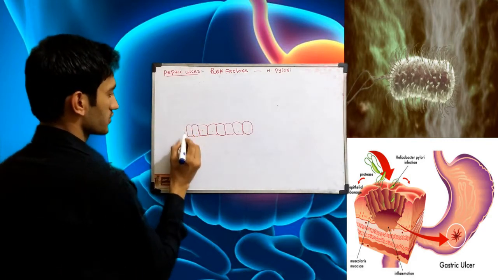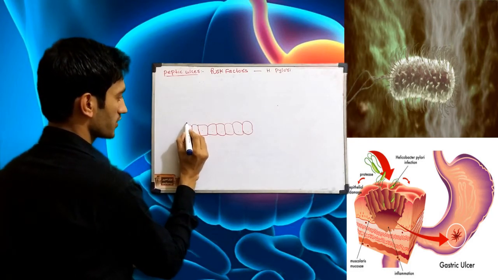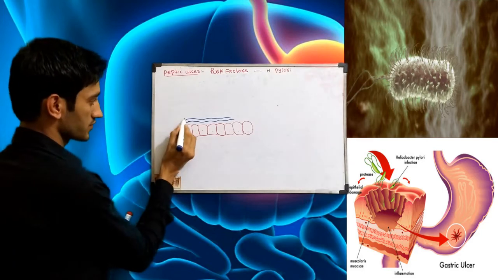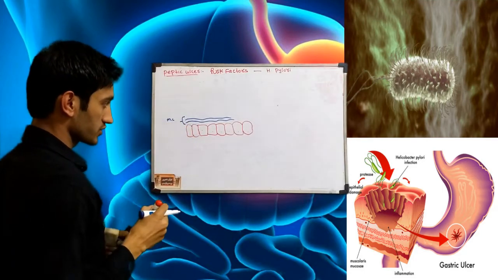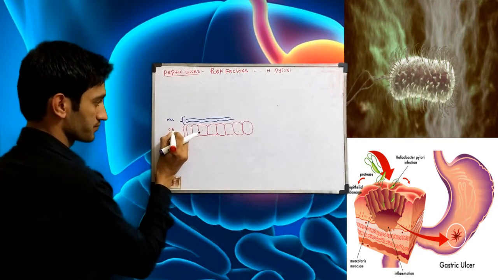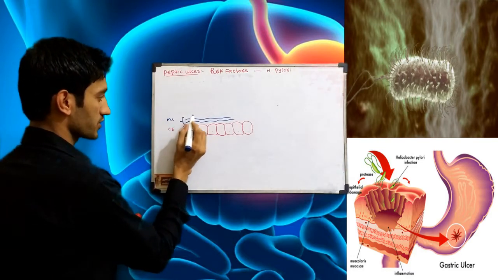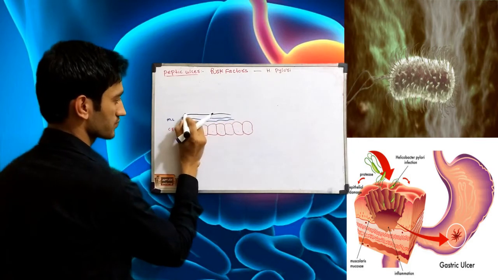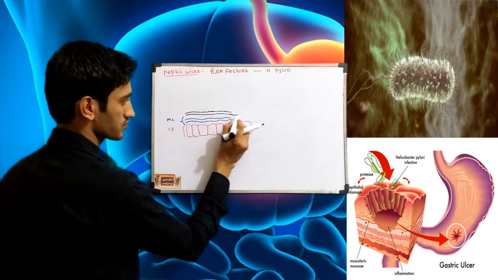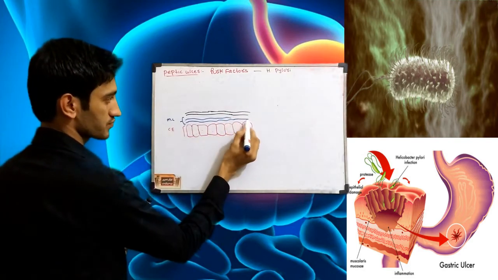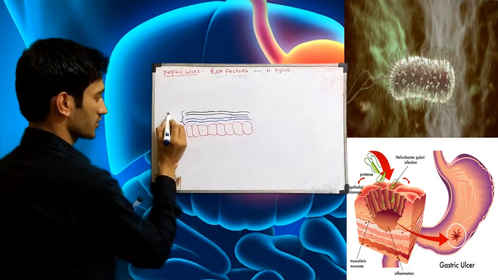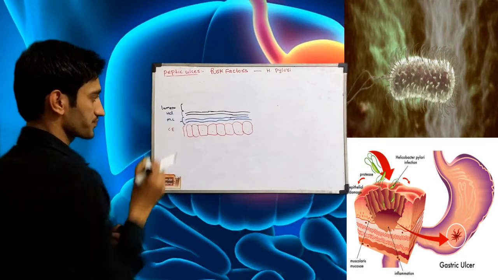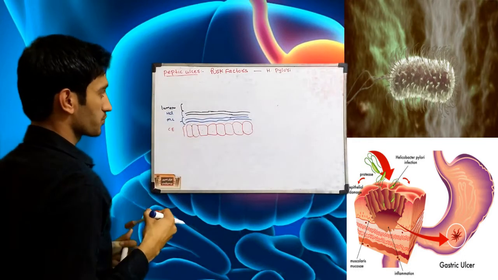The GIT is lined with the columnar epithelium, and above the epithelium there is mucosal layer. This is mucosal layer. This one is columnar epithelium, and at the top there is HCl or acids, HCl, and this is the lumen of stomach. In the lumen there are H. pylori bacteria.